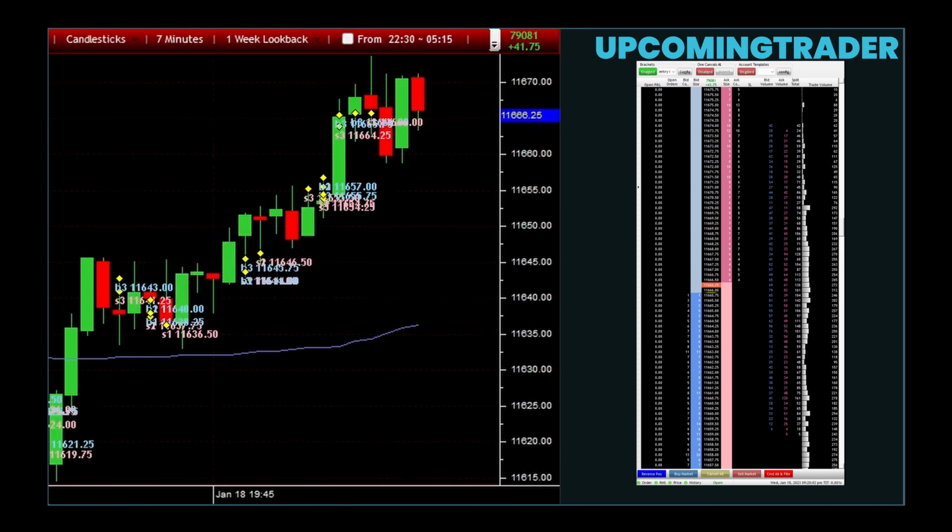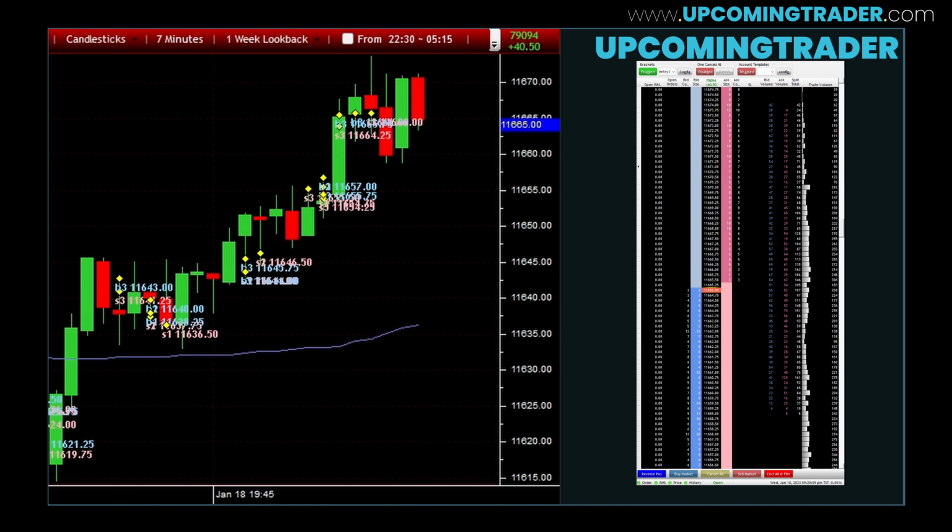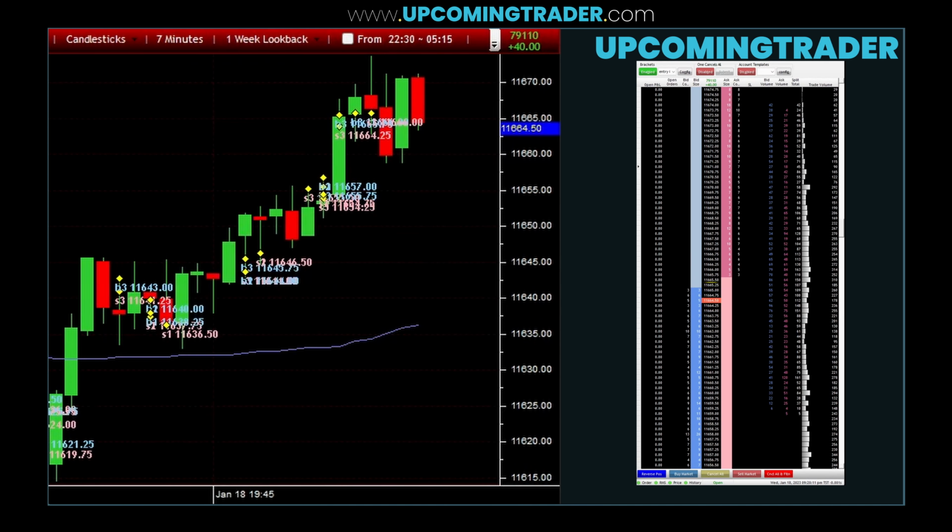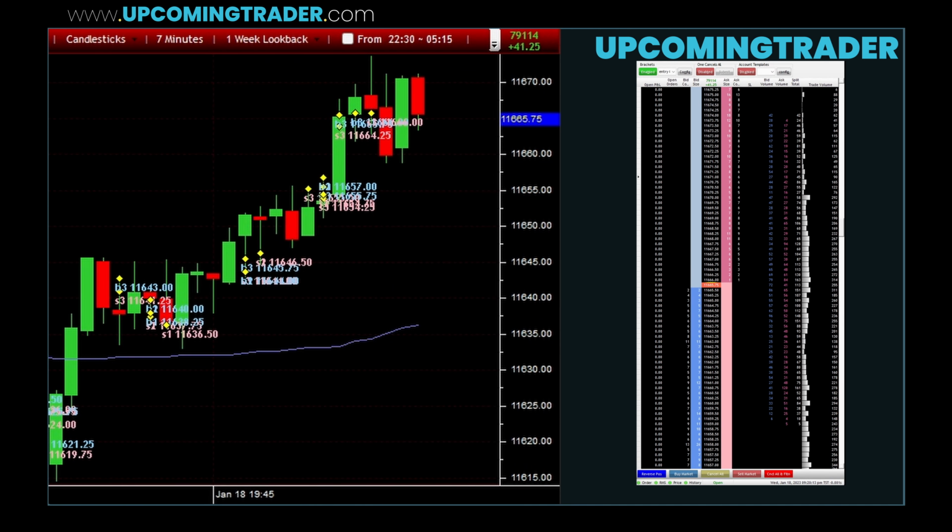Another key thing you can do with the volume profile is to combine it with other indicators. Moving averages are a great way to confirm what you see with the volume profile. For example, if the price is trading above a moving average and also near the value area high, it is a good signal that the uptrend is still strong.